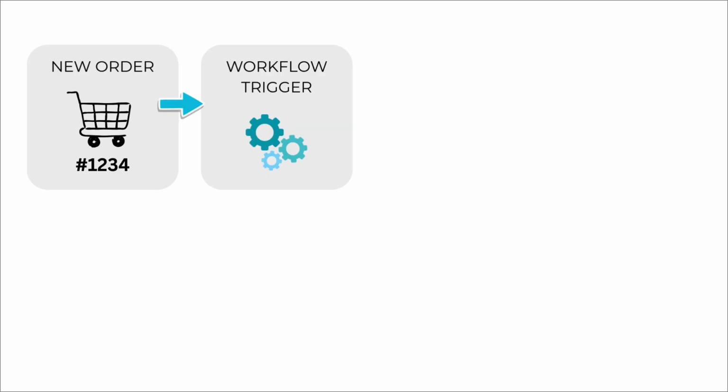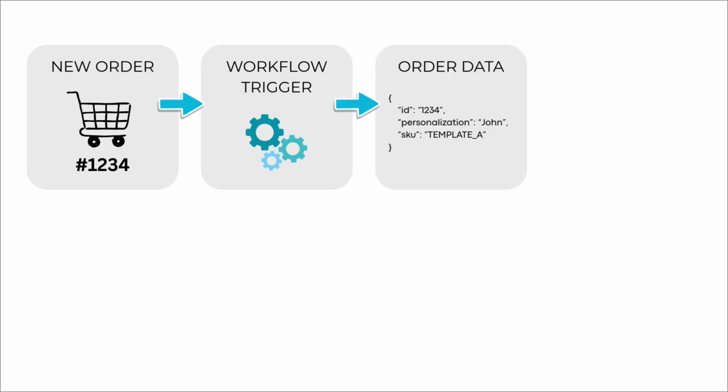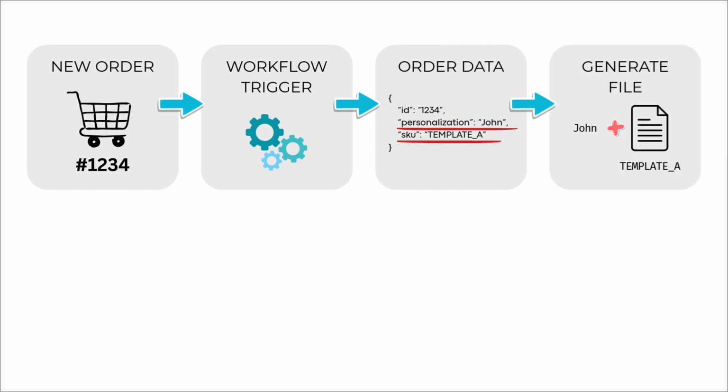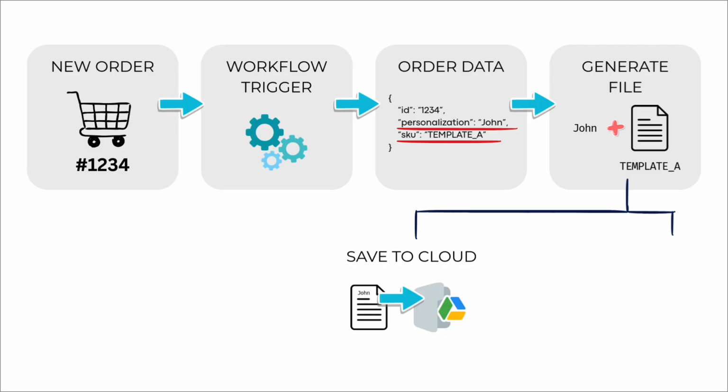So at a high level, the process is actually pretty simple. A new order triggers the workflow, and then we pull all the information we need. In my case, that's the personalization from the customer, so the name John, and also the design they bought, which can be identified by the SKU. And using those details, the name John and template A, the system generates the file by adding the name to the right template. And depending on the platform, the finished file is either saved to the cloud, for example Google Drive, so that you can grab it and attach it to the order yourself.